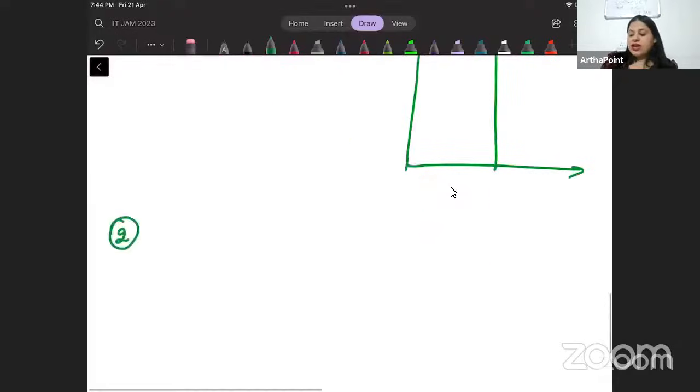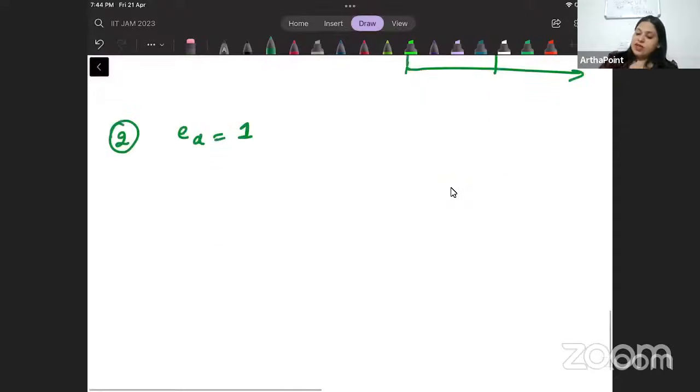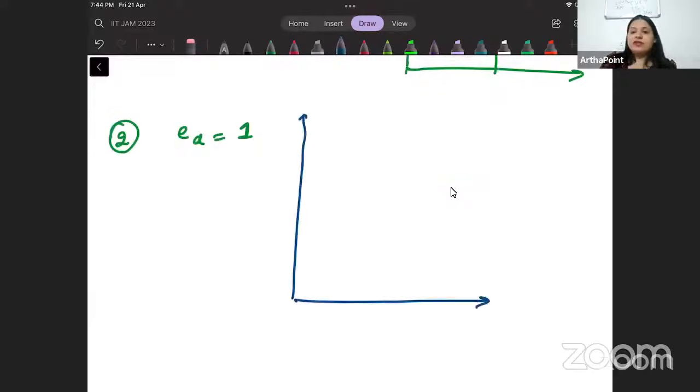Second, elasticity of demand is 1. This is called the unit elastic demand curve. This comes in the exam: which demand curve has a rectangular hyperbola? Which demand curve will give us a rectangular hyperbola? So this is the rectangular hyperbola. The elasticity of demand is 1.